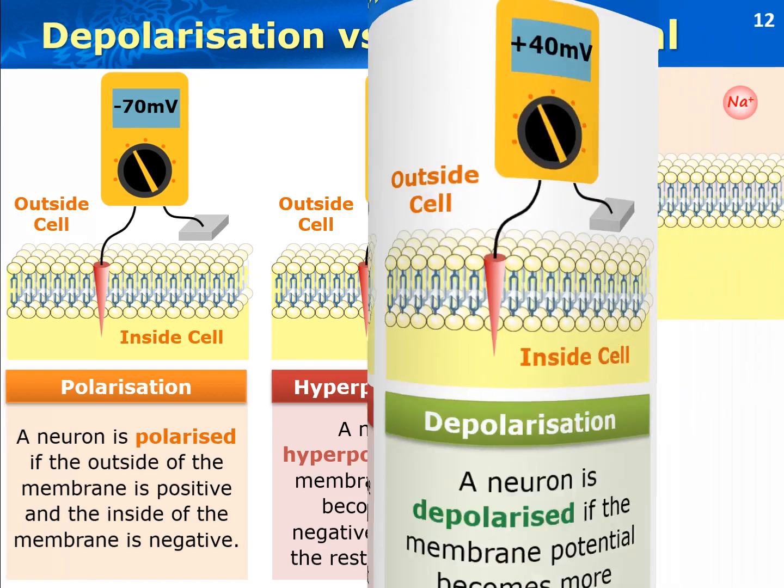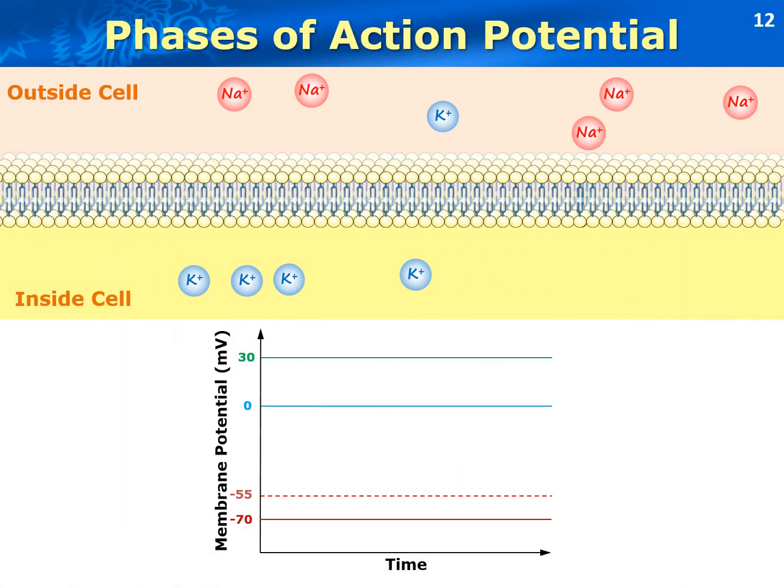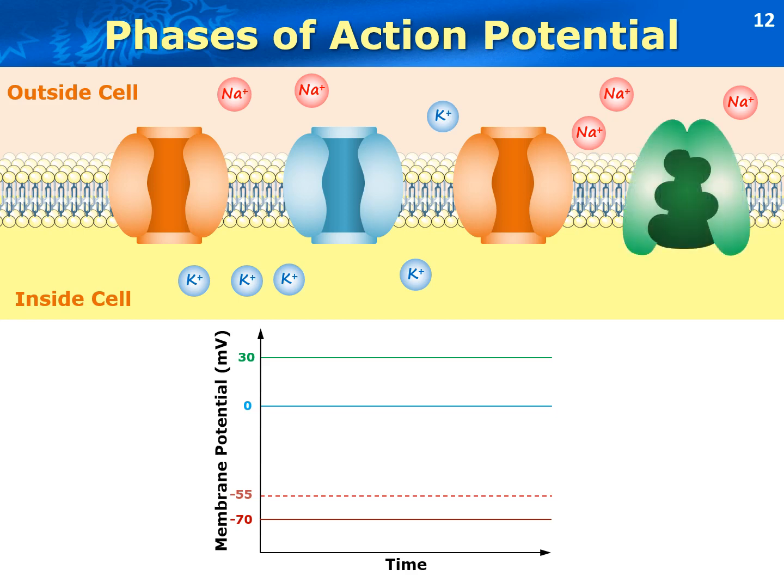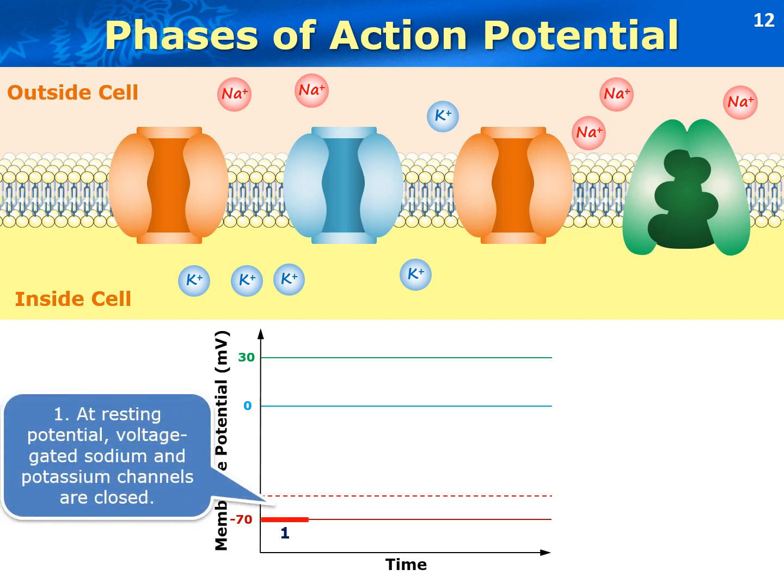Next, we are going to learn how an action potential is transmitted. Let's look at this picture. This is the cell membrane with three voltage-gated channels. Two orange channels are sodium channels, and the one in blue is the potassium channel. The green one is a sodium-potassium pump. Firstly, at resting potential, the voltage-gated sodium and potassium channels are all closed.